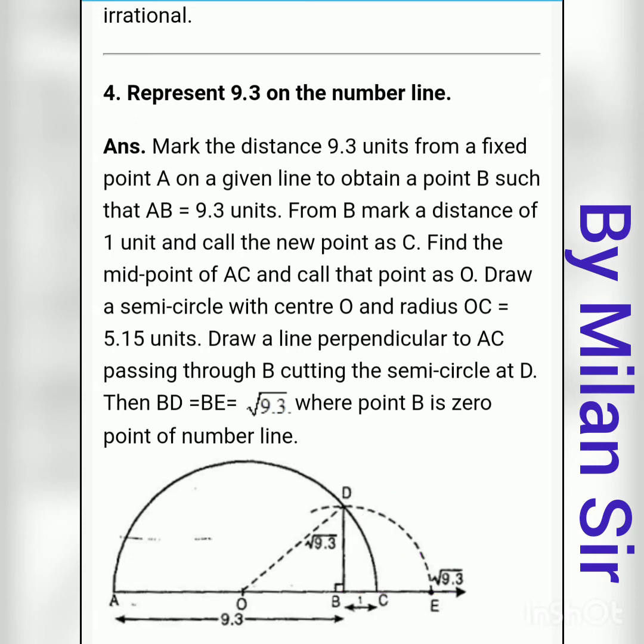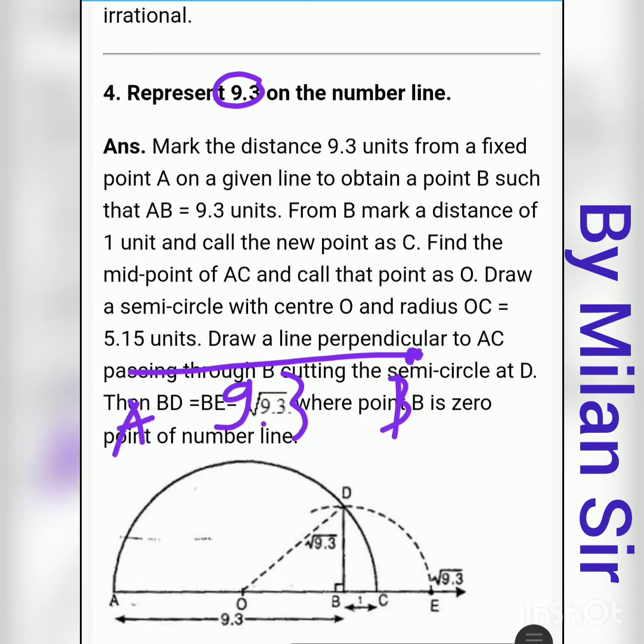Again we repeat this process. First of all, we need to take AB equal to 9.3. That means whatever number you have under the root, you need to draw one line segment of this measurement. Here we have 9.3, so we need to draw one line segment of 9.3 centimeters. We give it the name AB.